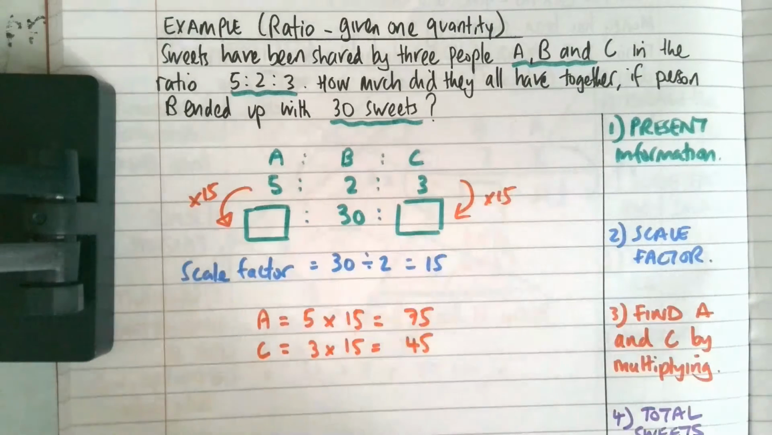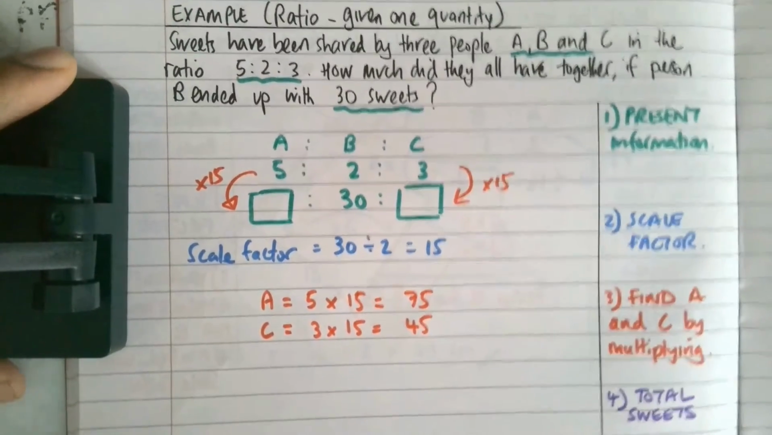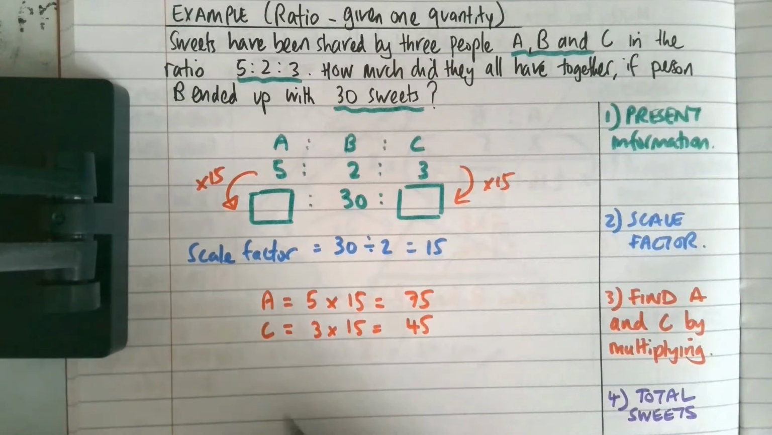Step number 1, present the information. Step number 2, work out the scale factor. Step number 3, find A and C by multiplying with the scale factor, and the last part is to add up the sweets they all have.